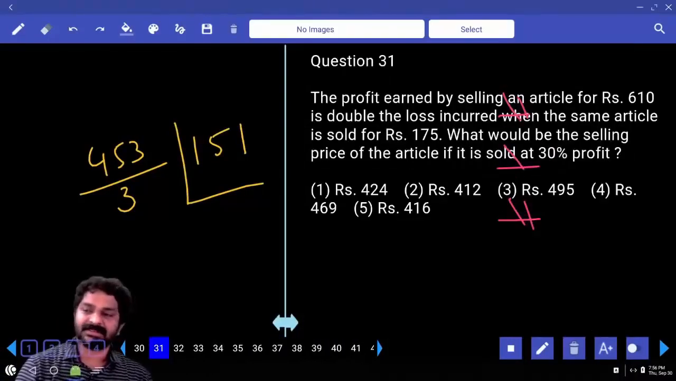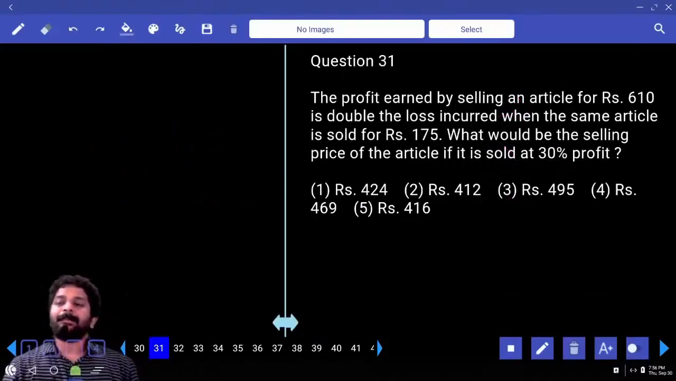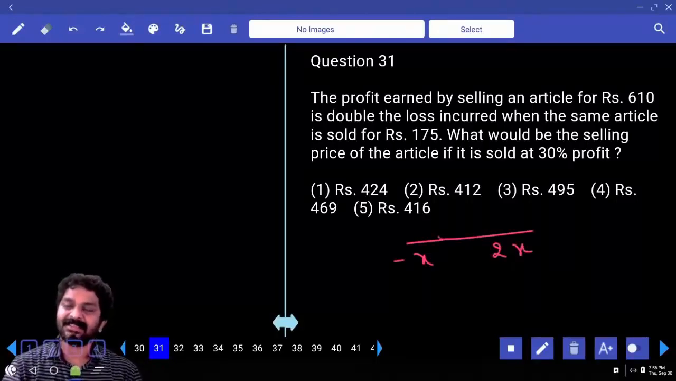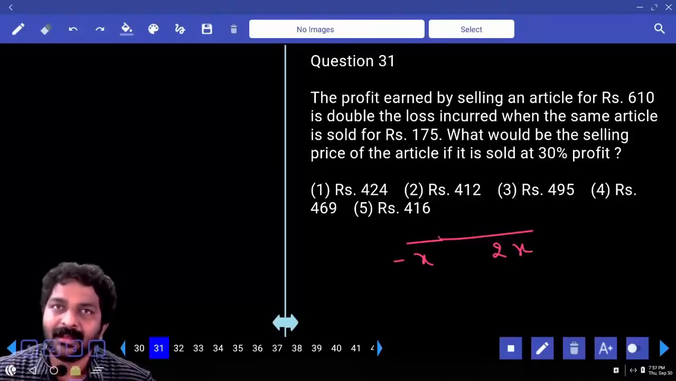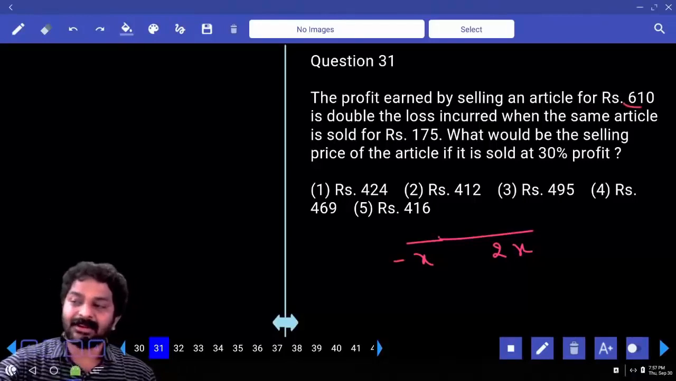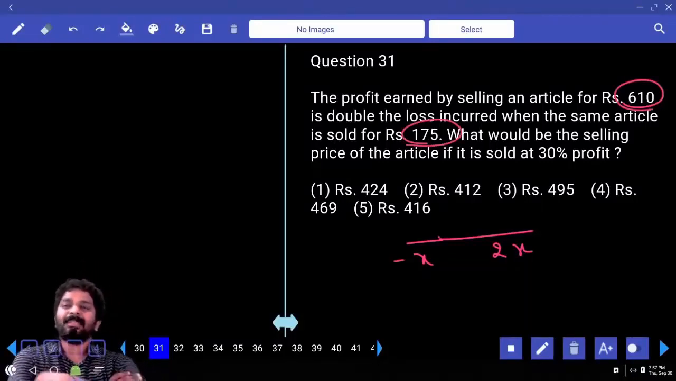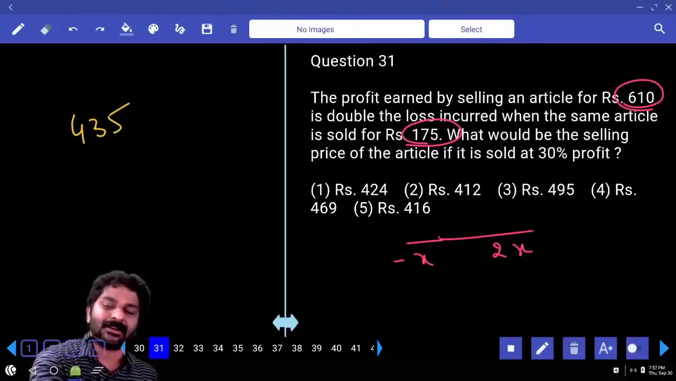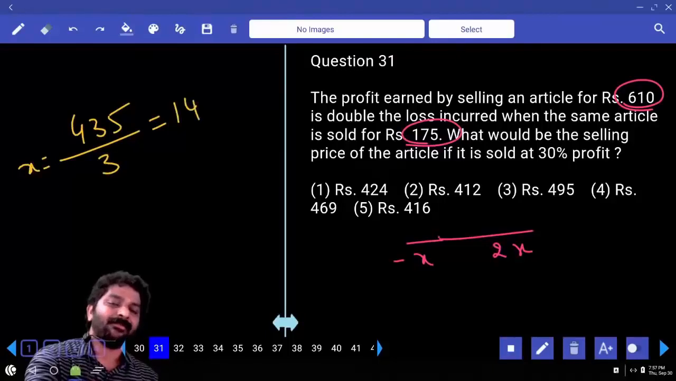Now, quant questions from question number 31. The profit earned by selling an article for 610 is double the loss incurred when sold for 175. So loss is negative, minus x. Profit is positive, which is double the loss, that is 2x. What is the difference between minus x and plus 2x? 3x is equal to the difference between 610 and 175. Subtract 200, add 25. Subtract 200 from 610: 410, add 25: 435, that is equal to 3x. X is equal to 435 by 3, which is 145.